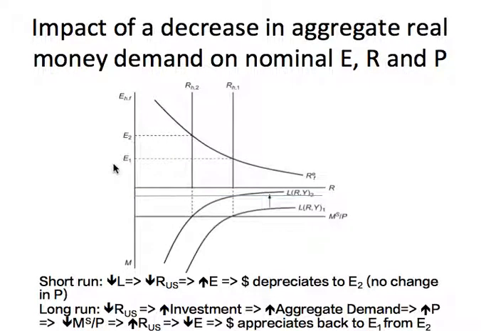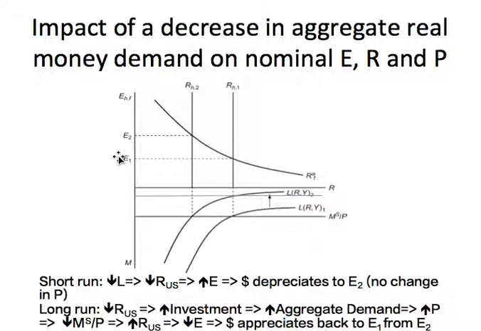As interest rate goes back to its original position in the long run, the exchange rate again appreciates from E2 to E1. That is, it comes back to its original position. So in the short run, exchange rate depreciates from E1 to E2. In the long run, exchange rate appreciates from E2 to E1. That is, it comes back to its original position. So that's the impact of a decrease in aggregate real money demand on nominal exchange rate and nominal interest rate.